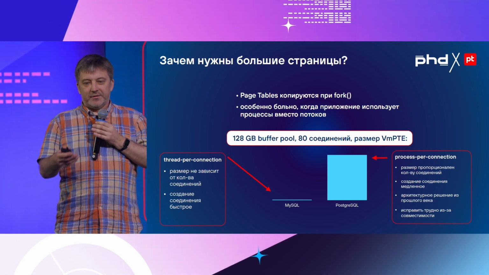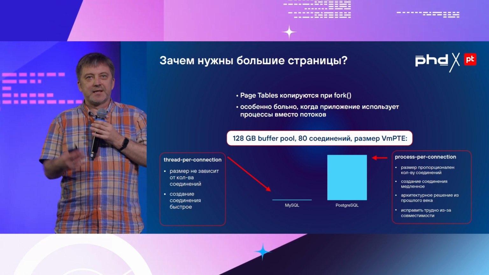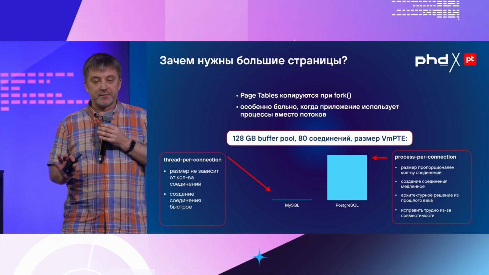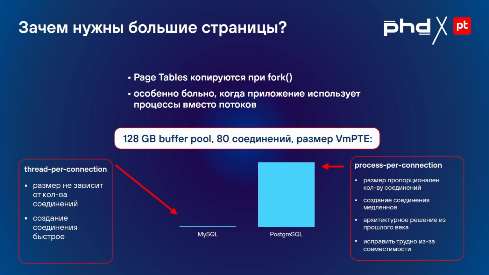And that's the explanation. I have known these facts all my life, but I decided to collect the numbers, how it looks in numbers. And actually, it quite strikes me. If you take a 180 gigabyte buffer pool, 80 connections, the size of memory spent on these page tables in MySQL doesn't depend on the number of connections, and will be up to 270 kilobytes, less than 1 megabyte. And the size of the same pages in Postgres will be 25 gigabytes.